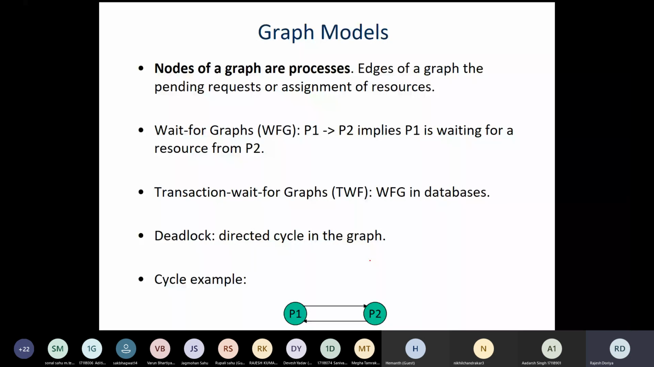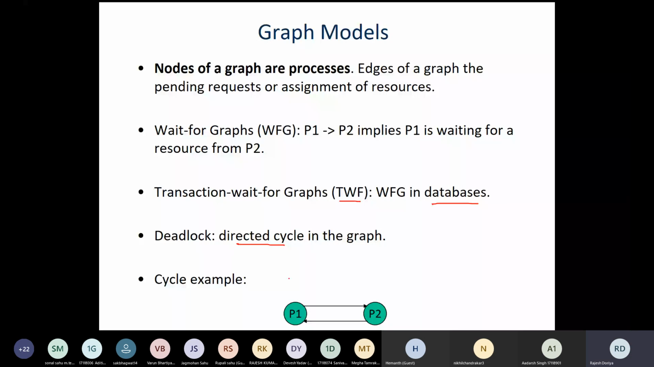And typically, how do we detect a deadlock? We detect a deadlock with the help of a WFG, wait-for graph. And if we're talking about databases, then it will be termed a transaction wait-for graph. So if we are able to detect a directed cycle in a graph, then you can say that there is the essence of a deadlock, right?